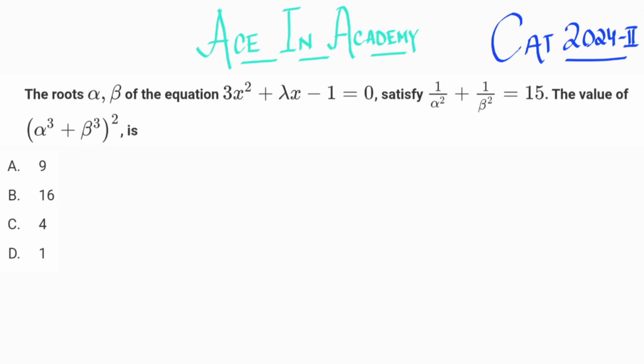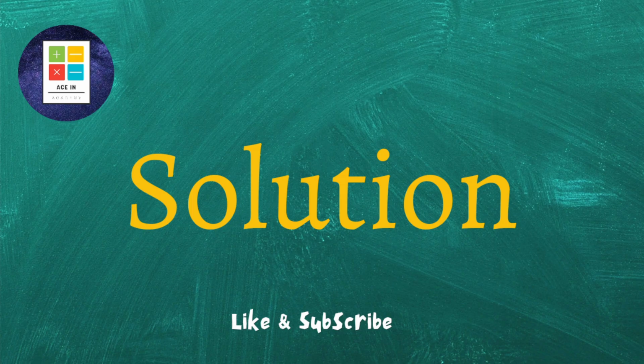So we have to find the value of this, and we are provided four options: option A 9, option B 16, option C 4, and option D 1. I would like you to try this question first by yourself and then come back to this video for the solution.